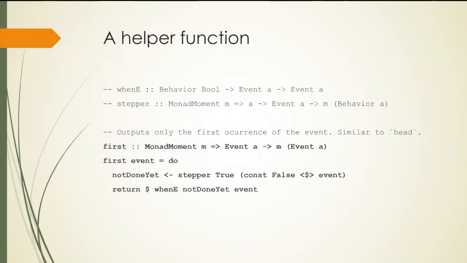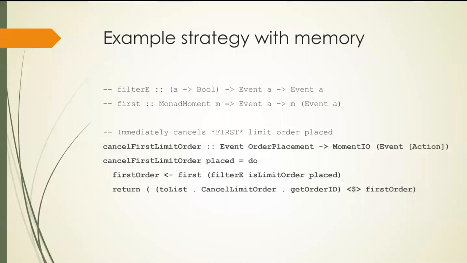Now we can use this combinator. Compared to what we had before, we now have a slightly more complicated strategy that has a memory, as you can see by its type. It's in the moment IO monad, which it has to be if you need memory. Basically, it first filters the event stream it's looking at for the placements using that combinator. So instead of seeing every single order placement that is a limit order, it just looks at the first limit order. Then it does the same thing we did before, creating a cancellation for it. And that's all it does. Makes sense, right? Simple.